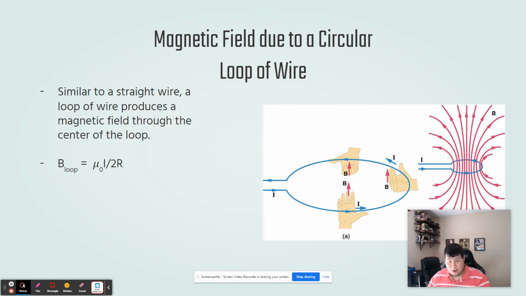How do I figure out the direction? Right-hand rule again. What you're going to do is curl your fingers. Actually, the way I do it is curl my fingers around in the direction of the loop. So if I'm looking up at that picture over there, I can see that the current is flowing around the wire.